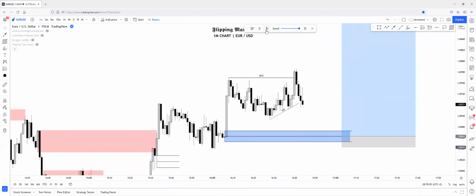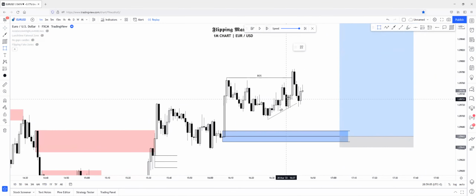Let's see. Actually, as you can see, price is reacting on that zone. Price is reacting on this demand zone. So the orders are still there. This is a footprint of the orders. The orders are still there.